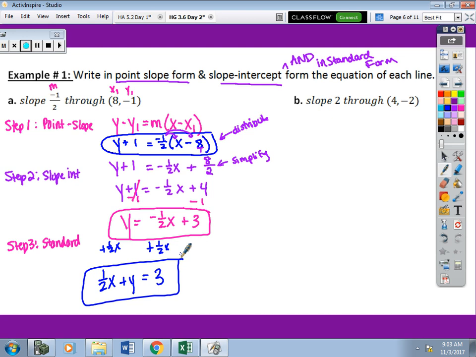They told us a, b, and c had to be integers. And so we'd have to multiply everything by 2 or something to get rid of the fractions. But for my class, this is perfectly fine. The Keystone also accepts fractions for the standard form. So that's why they changed it. All right, why don't you guys try the next one?